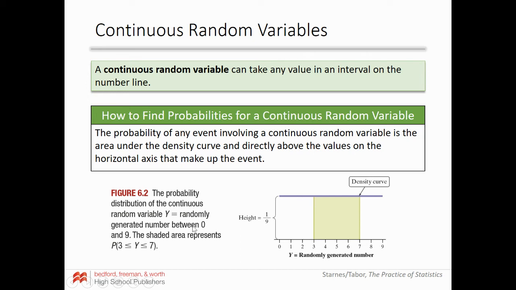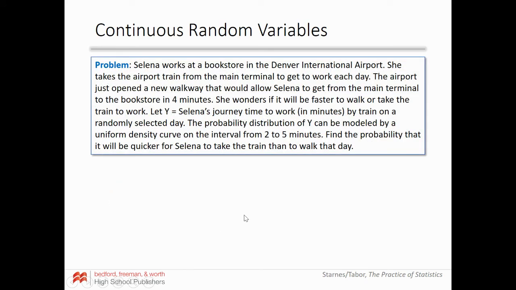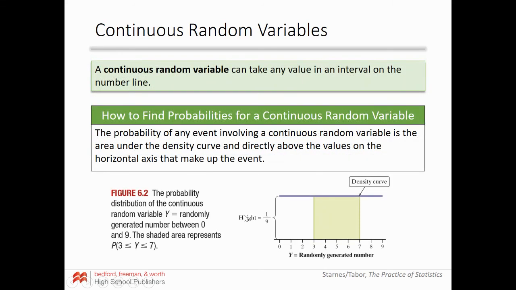If I want to find the probability that I am between 3 and 7, that's 1, 2, 3, 4. I have a width of 4, a height of 1/9. So it's just 4/9. Remember that for continuous random variables, it's always a range. You cannot find an individual value.